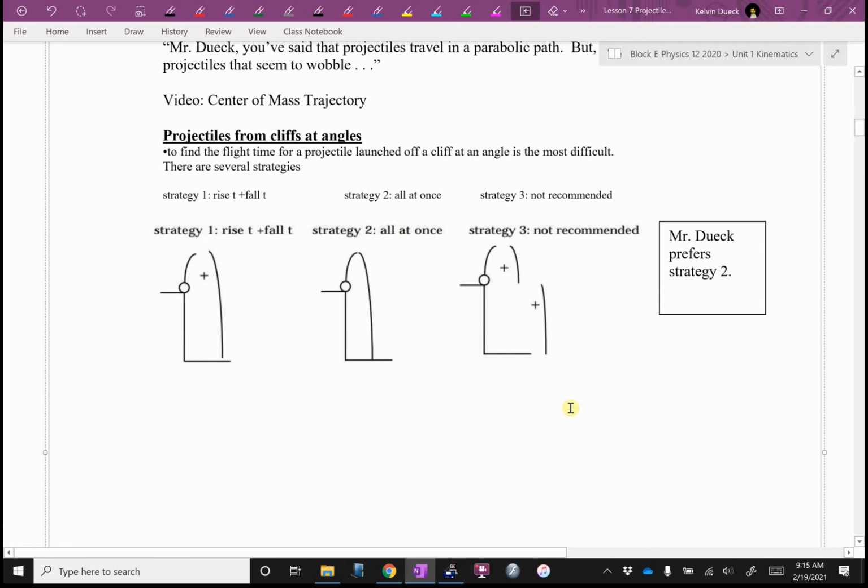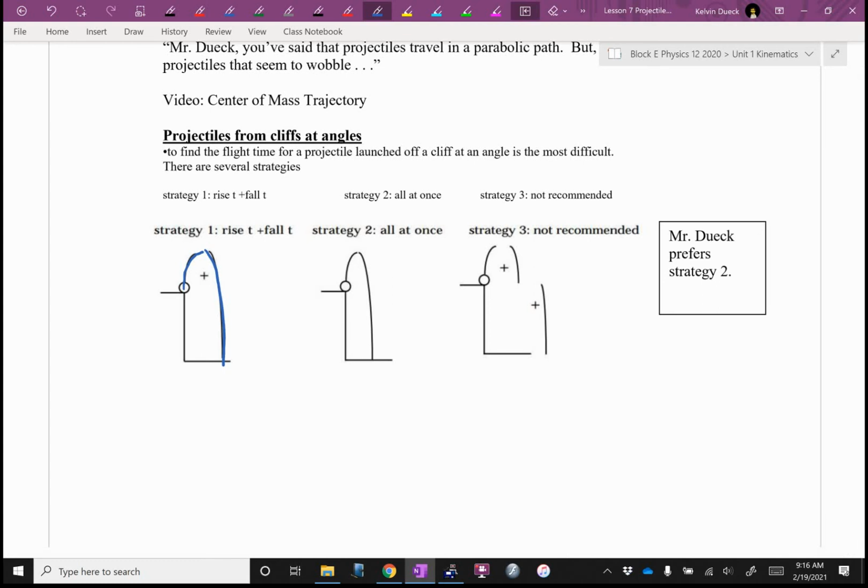Projectiles from cliffs at angles. There is going to be one of these on your test. This will be the longest in terms of number of steps question. There's several strategies. One way you could do this would be to find the time to the top. Then, starting at the top, find the time all the way to the bottom, and then add those two together. Doable, but meh.